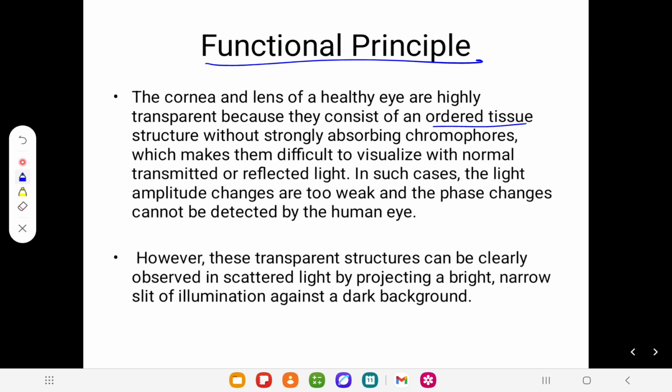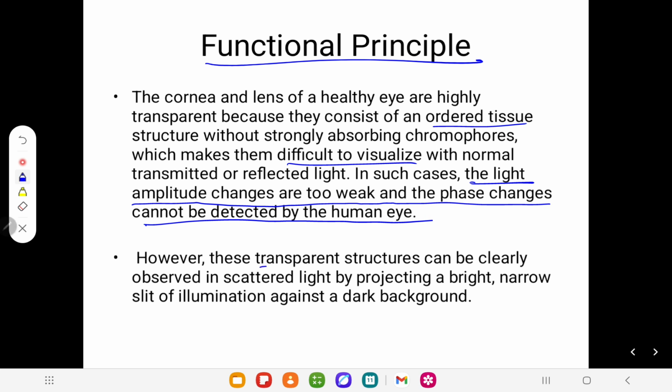It's very difficult to see the cornea. I'll show you another picture there. It's very simple. There is no absorbing chromophore, which makes it very difficult to visualize the cornea and lens with normal transmitted or reflected light. In such a case, the light amplitude changes are too weak, and the phase changes cannot be detected by the human eye. Basically it means you cannot detect whether there is a cornea or not. The cornea is basically transparent, isn't it?